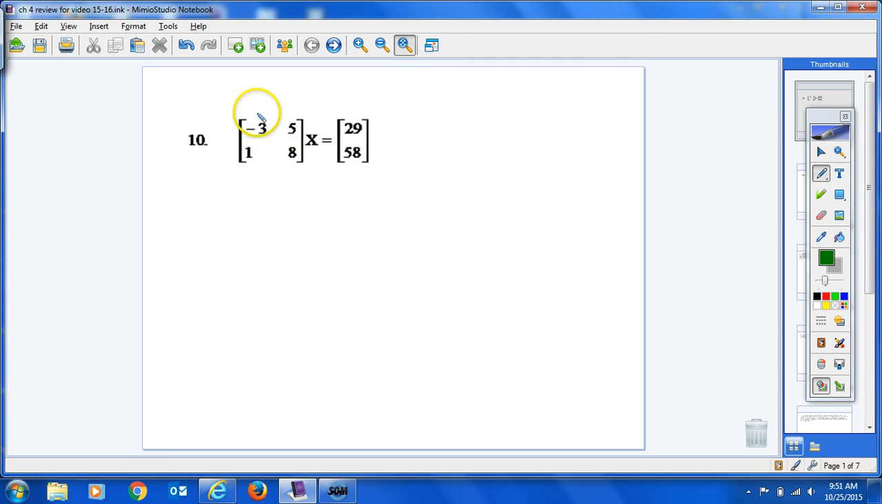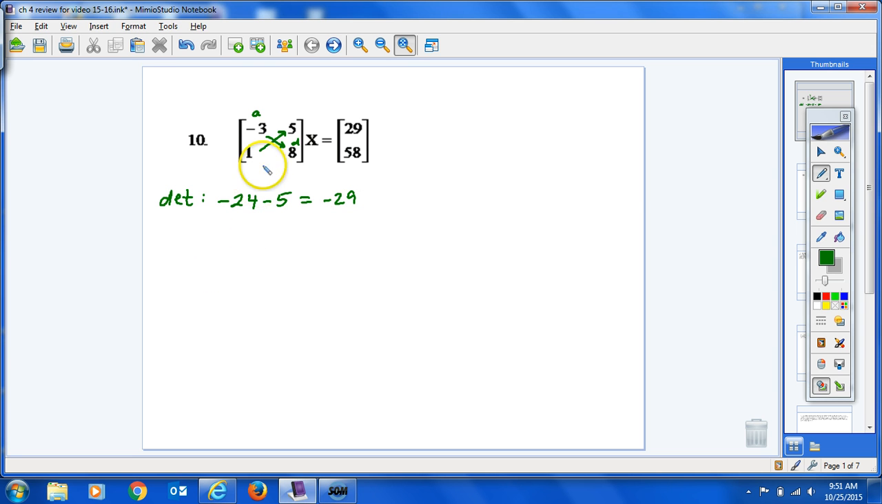The first thing, and by the way, I'm finding the inverse of this matrix that is being multiplied times x. X represents another unknown matrix that we're supposed to figure out. So the first step in finding the inverse is to find the determinant. And remember, when we find the determinant, think of multiplying what we call the A and the D numbers, so that's negative 24. And then we multiply what we call the B and the C numbers, and that would be 5. We always subtract, think determinant and difference. So the determinant is negative 29.